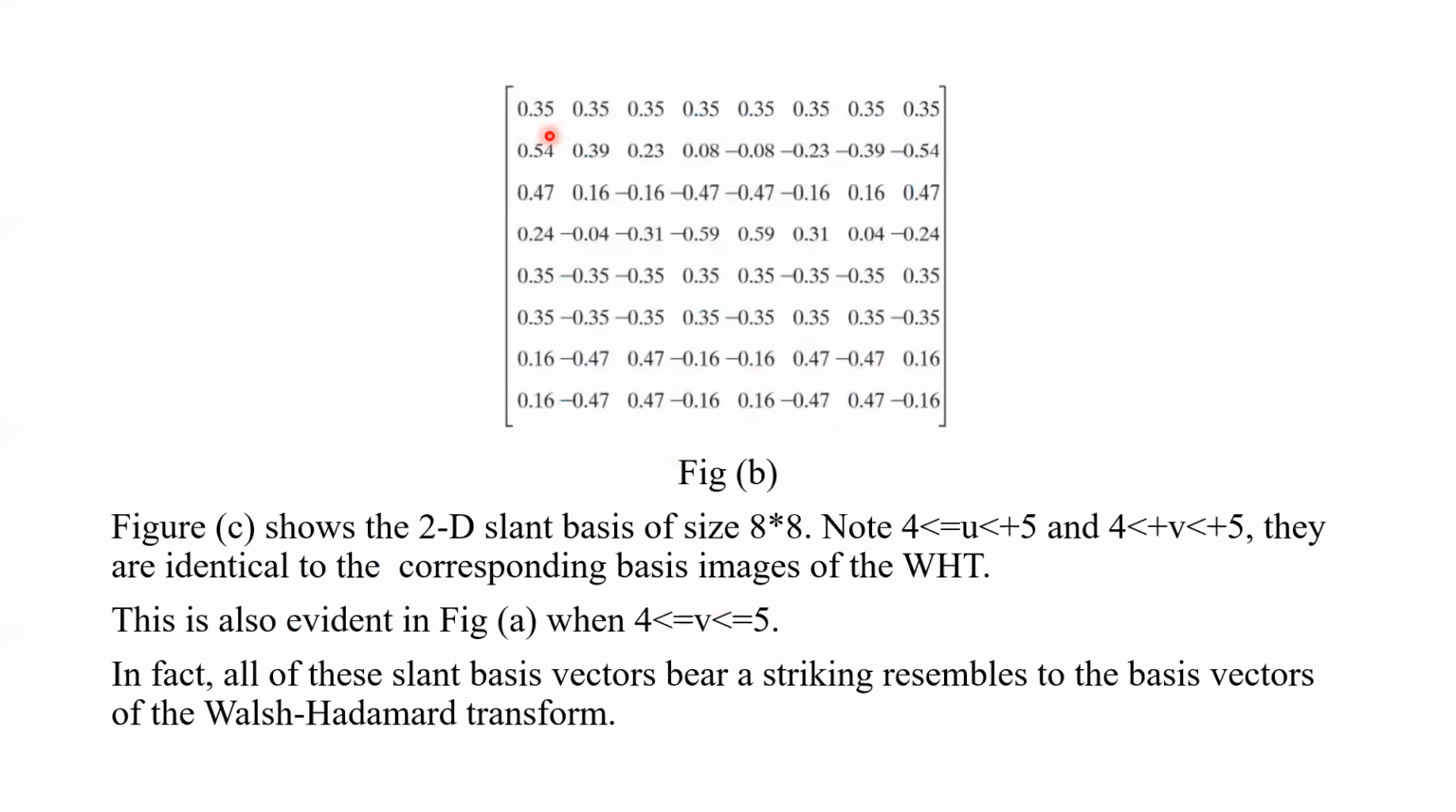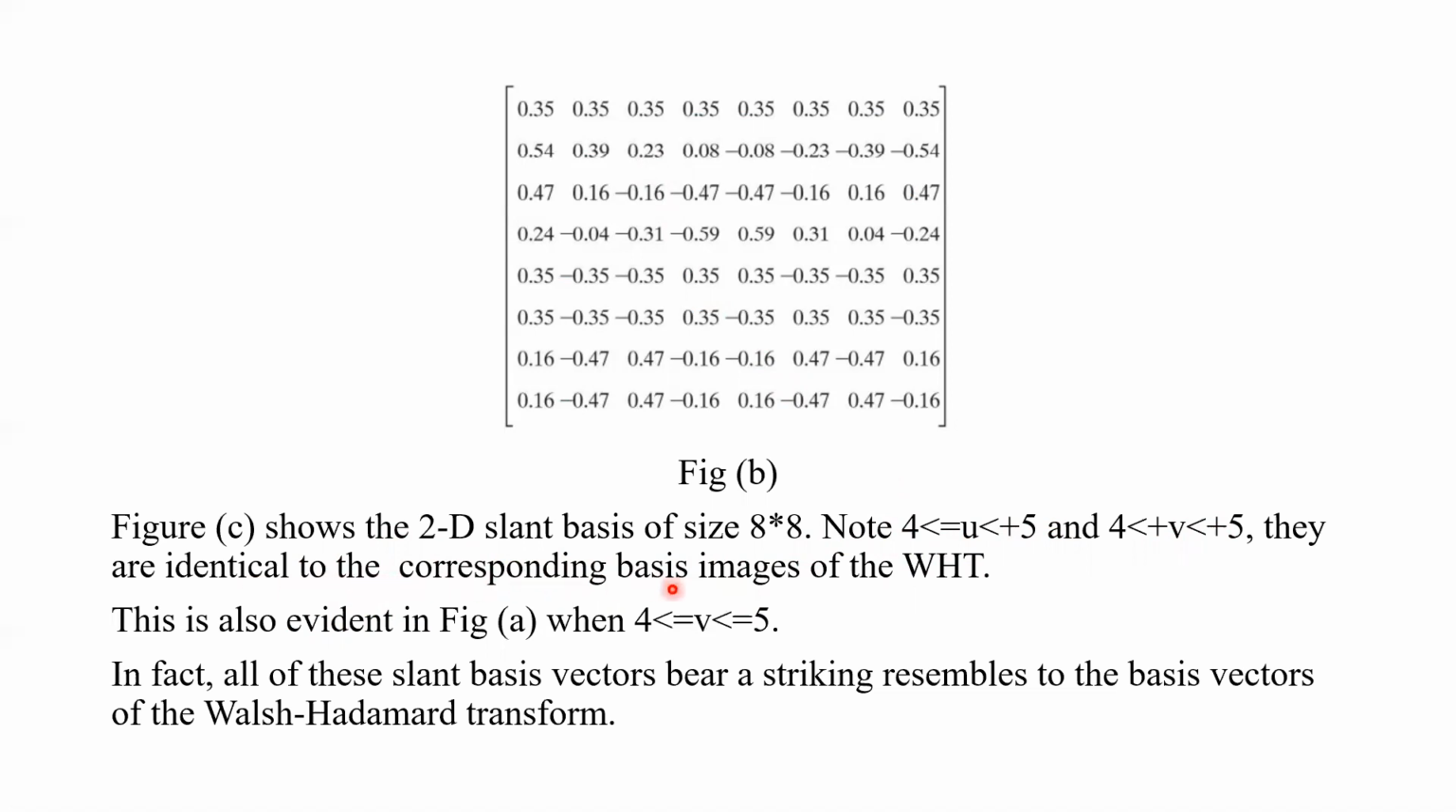For the given question, this is a slant transform, and it gives the values of order n by n, of size 8 by 8. Figure C shows the 2D slant basis of size 8 by 8. Note 4 is less than or equal to u less than or equal to 5, and 4 less than or equal to v less than or equal to 5.